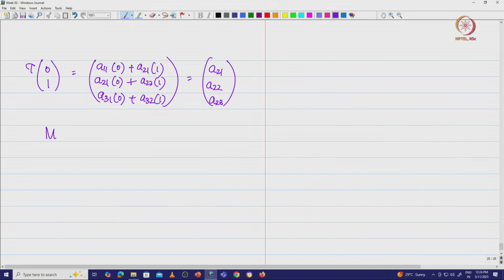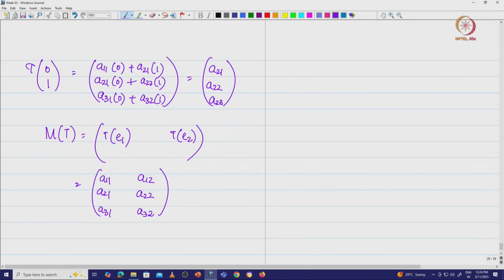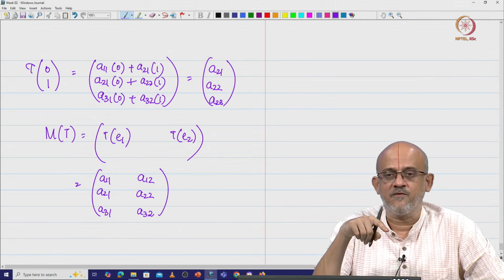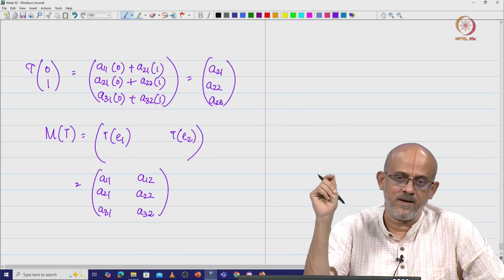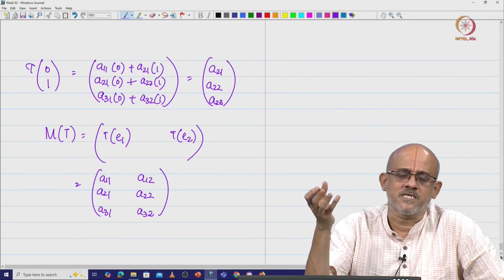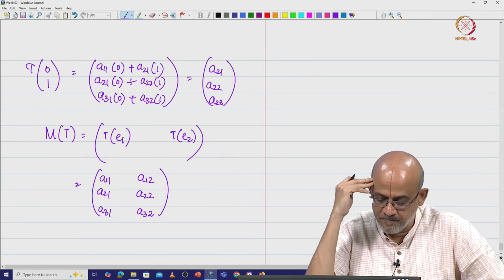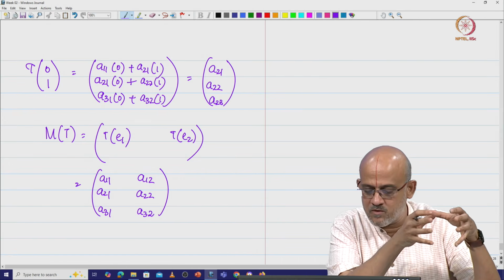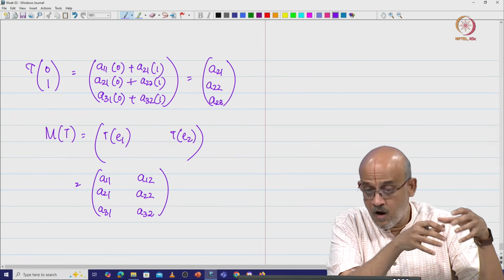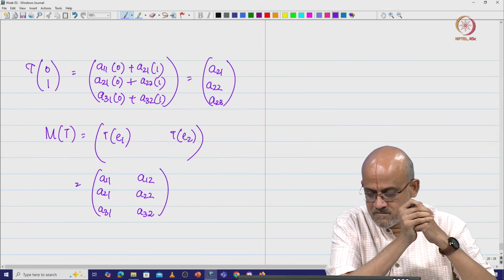So, the matrix associated with this transformation is going to be the transformation on E1 and the transformation on E2. These two we are going to put in a matrix form, and we are going to get A11, A21, A31, A12, A22 and A32. So, this is the matrix that is associated with transforming every vector in R2 to a set of vectors in R3. Of course, there is a question that comes here: does every vector in R2 get mapped to all possible vectors in R3?